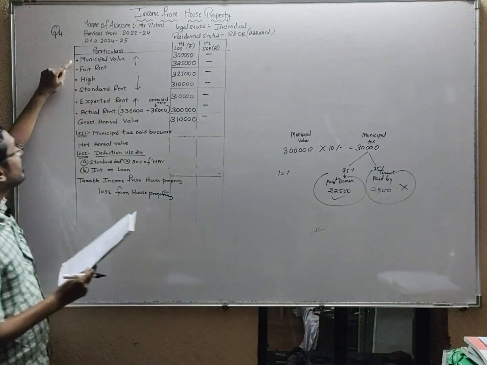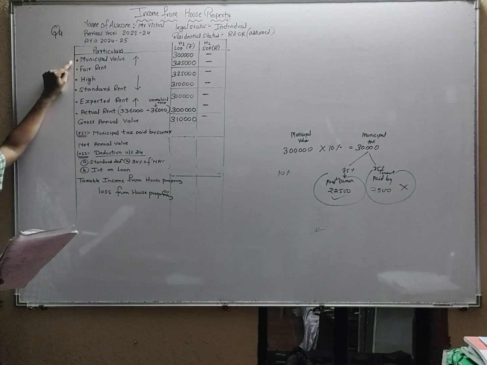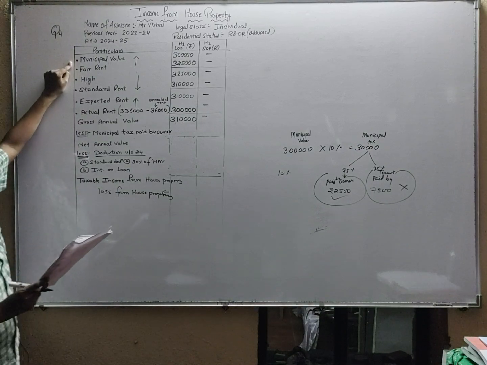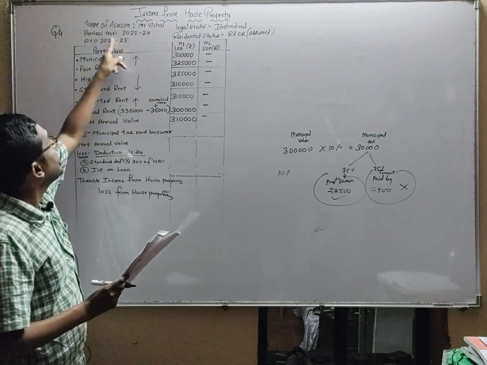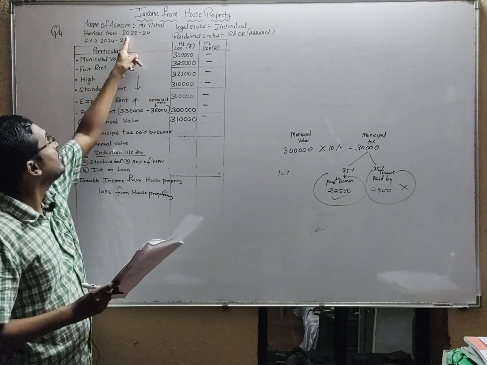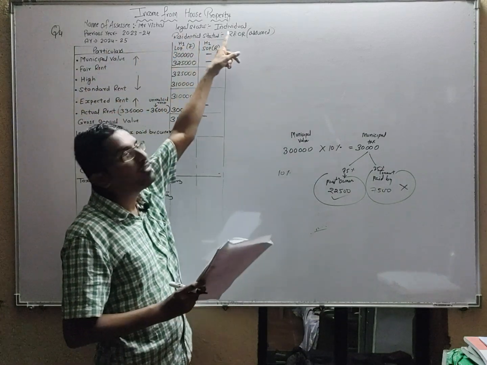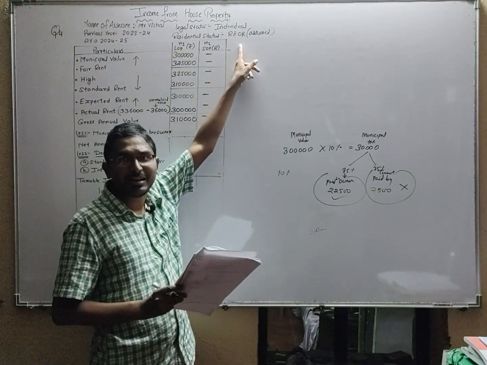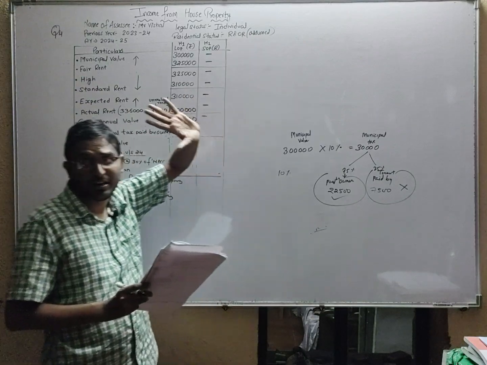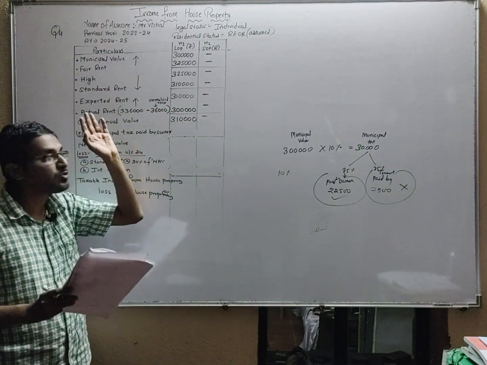Now this format, you should know this format. This is a standard format in income from house property questions. So first we have to write the name of the assessee, Mr. Vishal. Previous year is 2023-24. Assessment year is 2024-25. His legal status is an individual. His residential status is resident and ordinary resident. We have to assume that. Assessee means the owner of the house property.